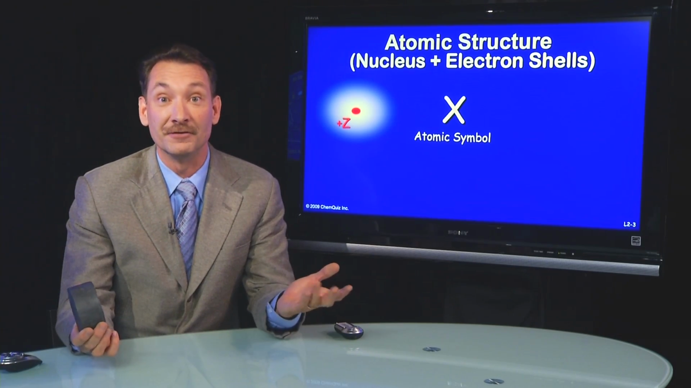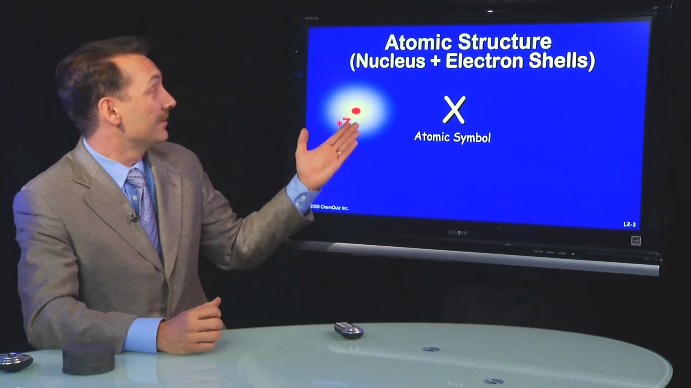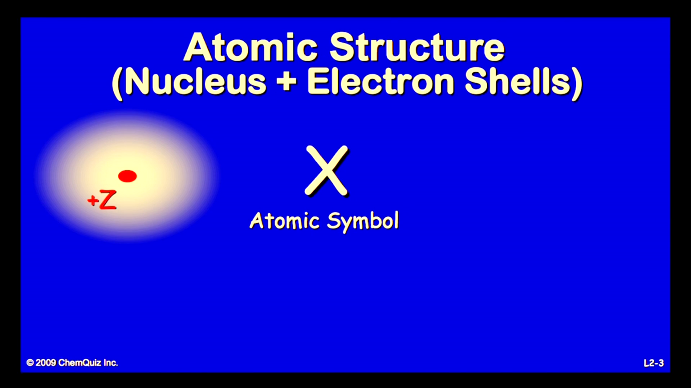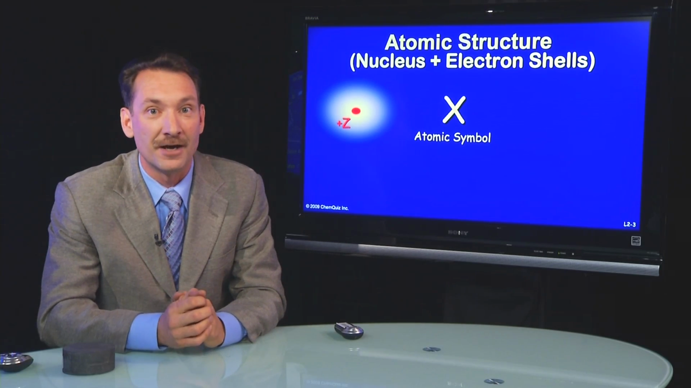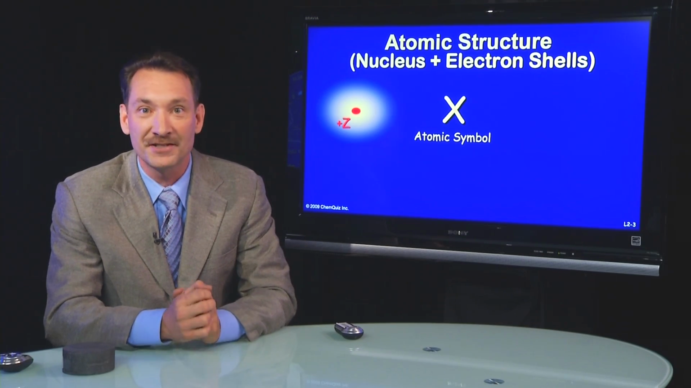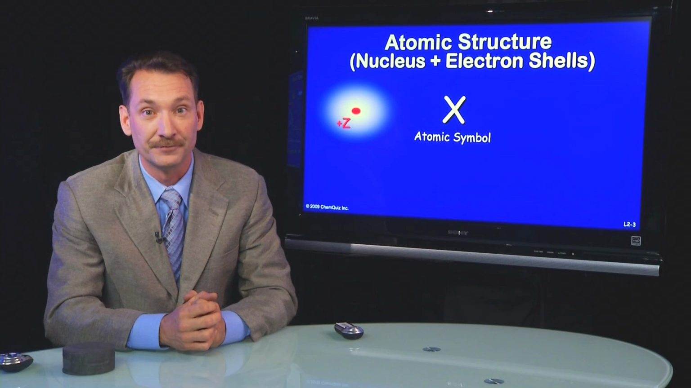What's an atom composed of? Well, atoms have a nucleus that's positively charged. It's positively charged because it contains protons. Protons contain a positive 1 electrical charge.